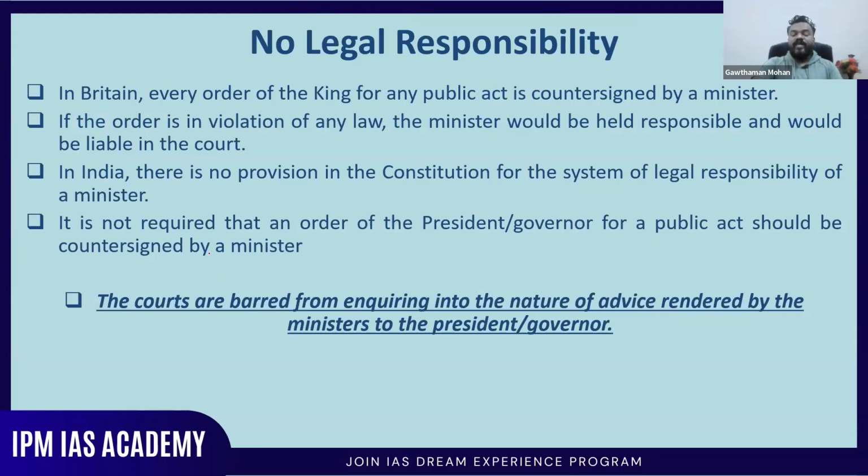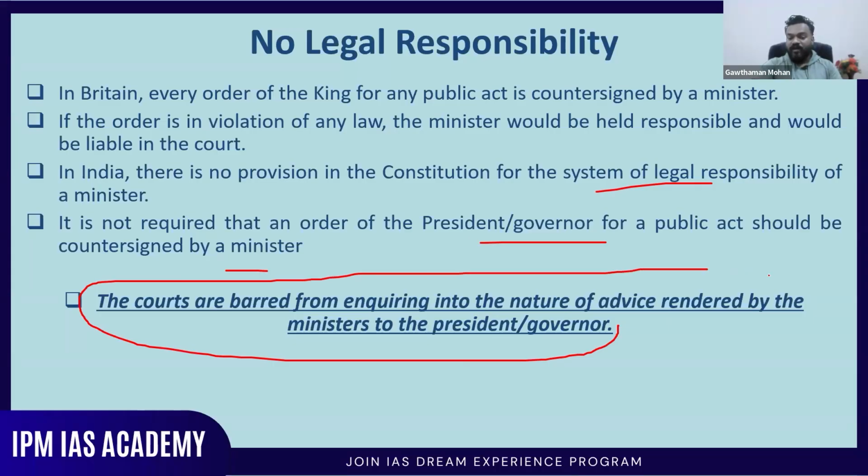If the order is in violation of any law, the minister will be held responsible and will be liable in the court, not the king. It is the minister who will be liable in the court. In India, there is no provision in the constitution for the system of legal responsibility of a minister. It is not required that an order of the president or governor for a public act should be countersigned by a minister. The courts are barred from inquiring into the nature of advice rendered by the ministers to the president or governor. Very important to understand this. The courts are barred from this because that is one of the functions of the legislature and the executive. So the courts are not entitled to get involved in that.